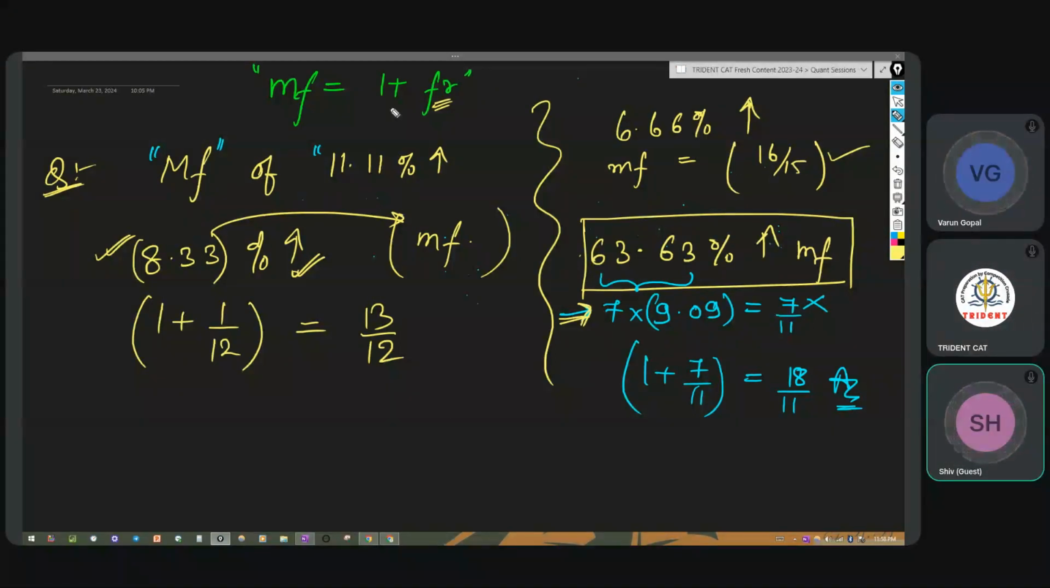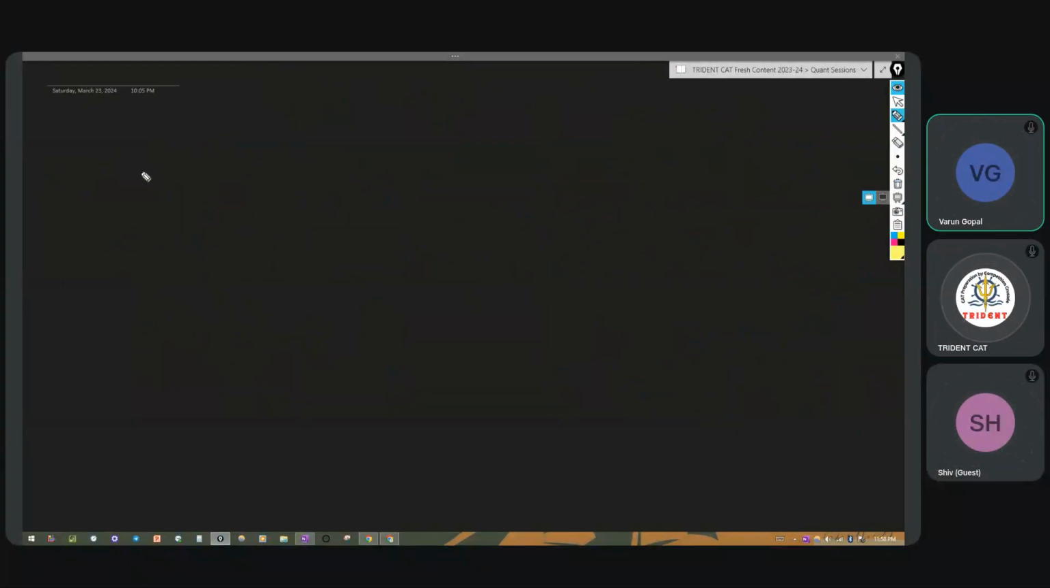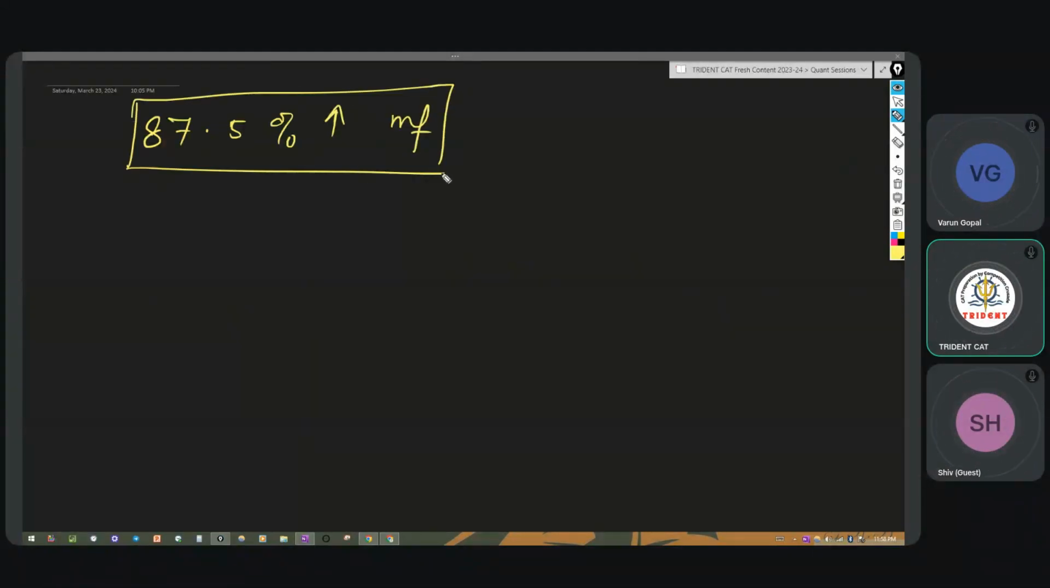Another one, shall I give you? Shall I erase this part? Guys, this is also not that tricky because I've given you the idea. So 87.5 percentage increment, you have to tell me the MF, which is not the usual MF that we say, the multiplying factor. 87.5 increase. It is 87.5, 15 by 8.